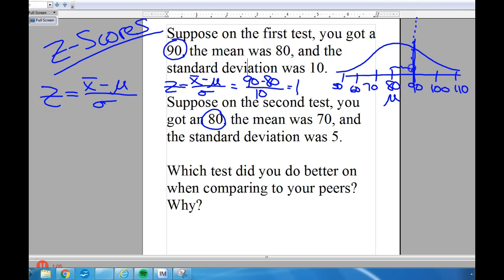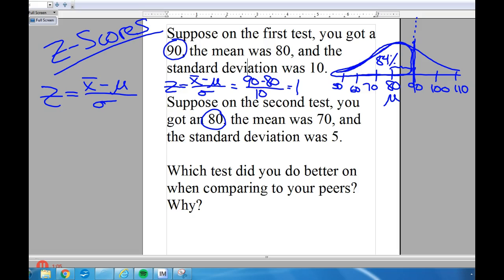Eventually we'll get into what percentile that puts us in. If we found this entire area here, that would tell us the percent of people we did better than. Actually, you guys can do that. What percent of people did that person do better than? It's like 84, if you remember. Half of it is below 80, and then this one little section right there was 34. So this person did better than, or tied, 84% of their classmates.